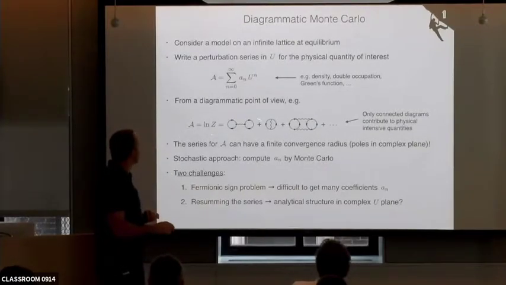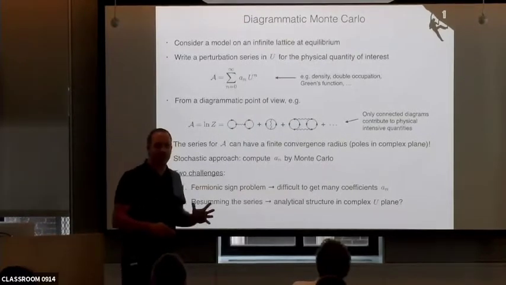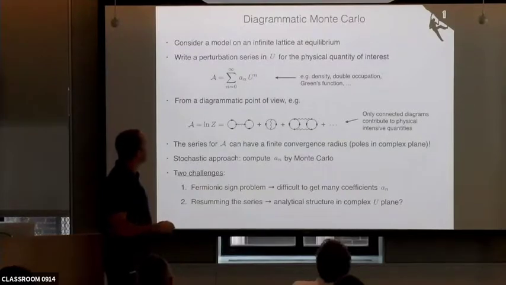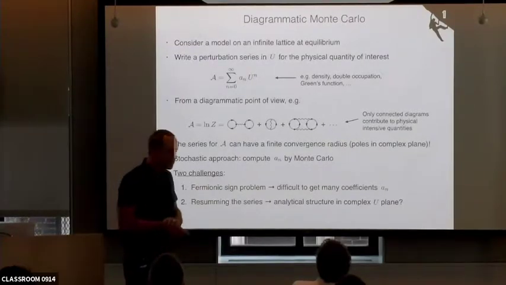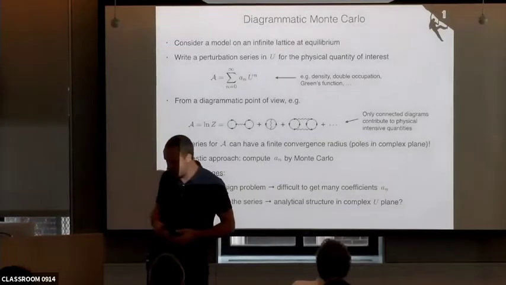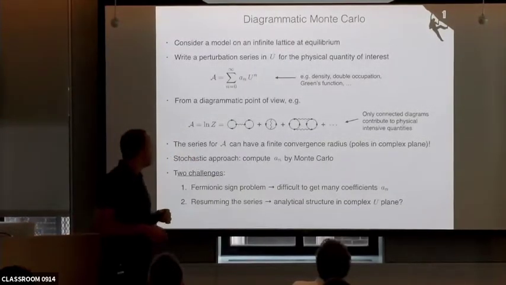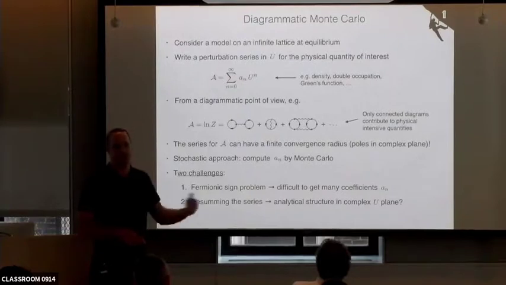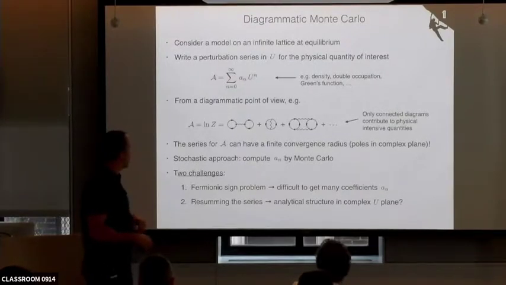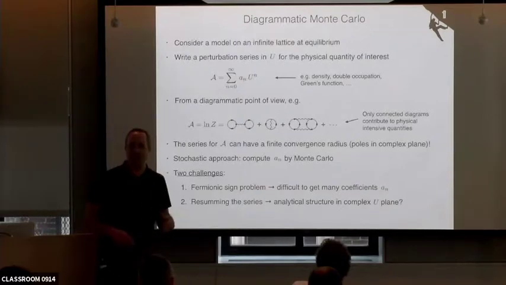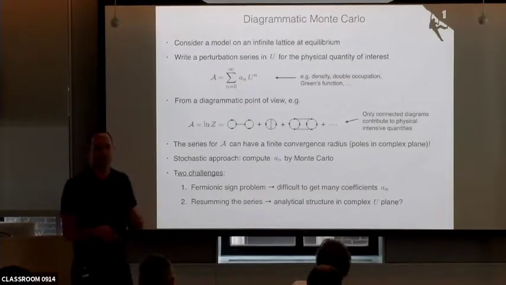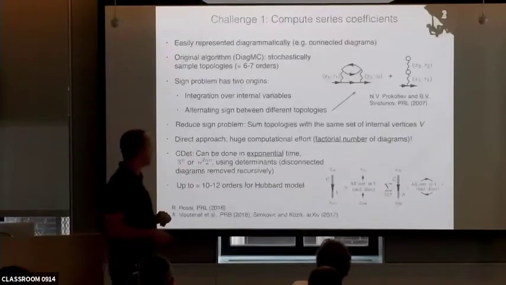Now, let me already mention that in general, the series for an observable doesn't need to have an infinite convergence radius. Generally, it has a finite convergence radius because of poles in the complex plane for that observable. Now, in practice, to compute these coefficients, we use a stochastic approach. And then there are two challenges. First of all, we need to actually compute these coefficients, and this comes with a fermionic sign problem. This is the first thing that we need to address, and it limits the number of coefficients that we can actually compute. And even if we do that, we still need to resum the series, because the series may have a finite convergence radius, so we need to find ways to actually evaluate this at the point of interest.